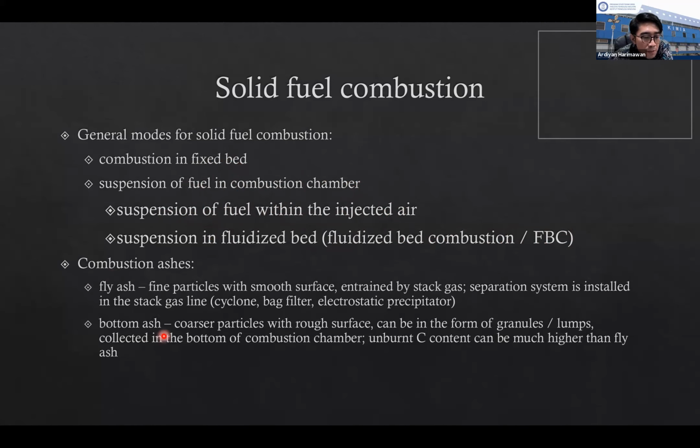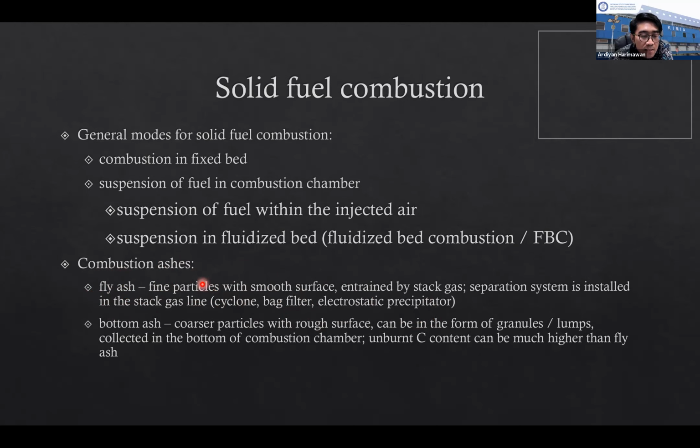And previously I mentioned the ash. So if we burn coal, you will get ash as the side product of the combustion. Ash itself is classified into two types. First, the very fine ash, the very fine particle, we call it fly ash. This is a very fine particle. The surface is very, very smooth. Why do we call it fly ash?